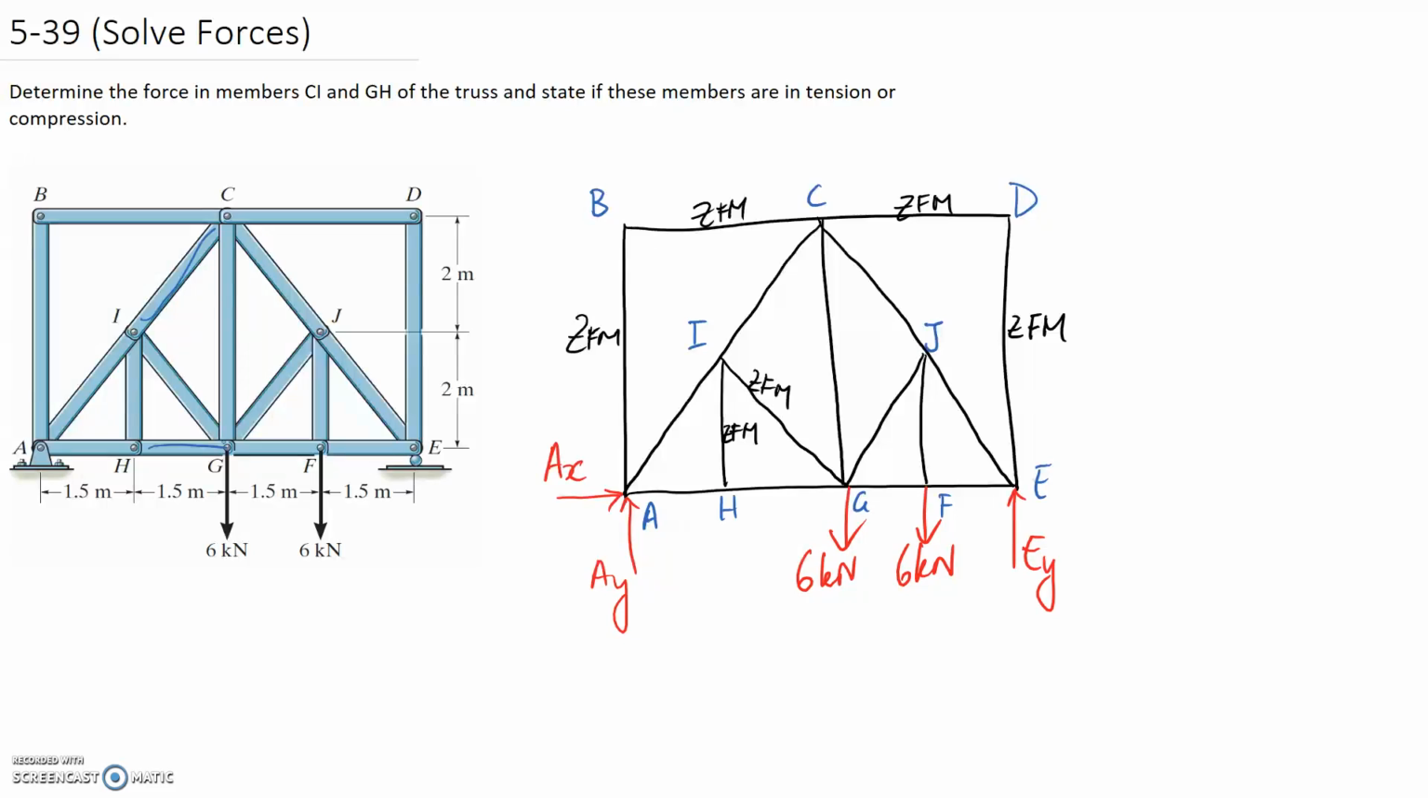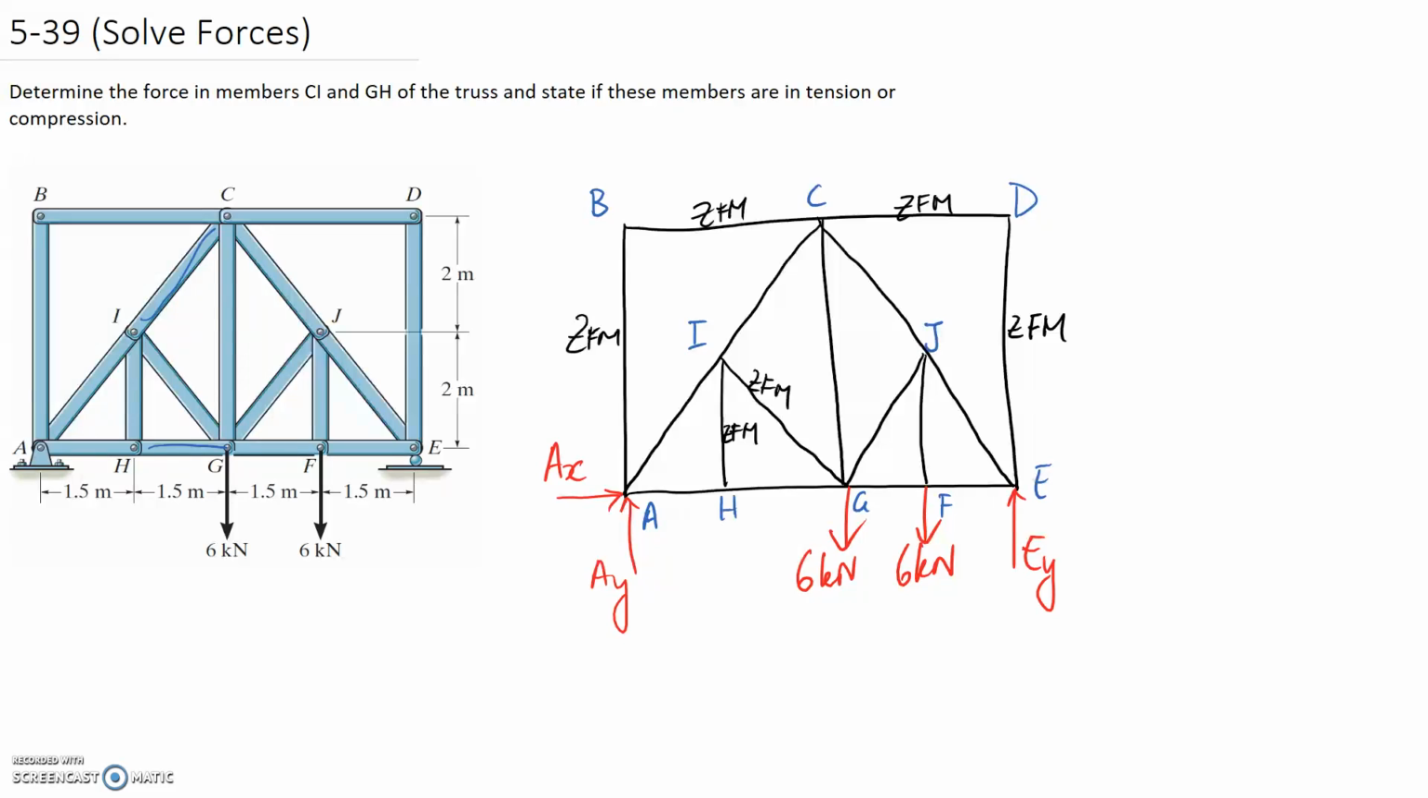Because we're asked for just two members of the truss and they're located relatively close to each other, we should be able to perform method of sections for the analysis and simplify our lives a little bit. If you were to do method of joints, you'd need to analyze a lot more joints in order to figure out just these two members that you're interested in. So I'm going to apply method of sections.